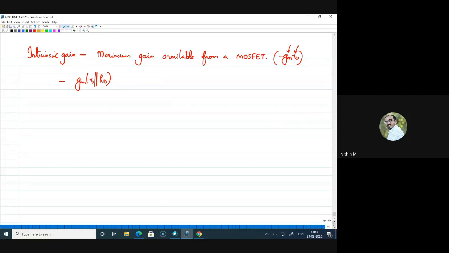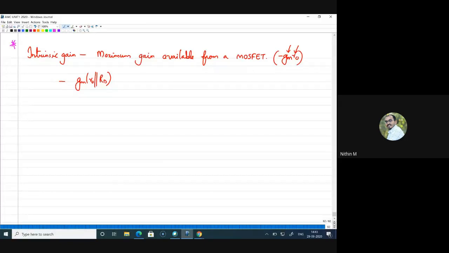Is that clear? So this is often asked, even in a quiz or whatever, this is a typical question which is asked. Maximum gain that is possible from a MOSFET, and we call it intrinsic gain.